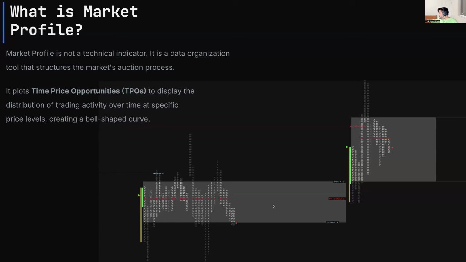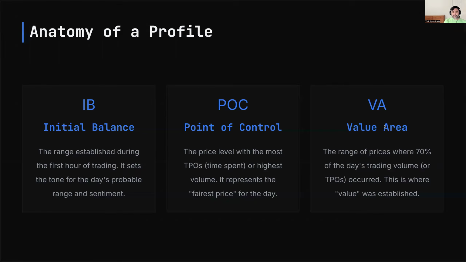And you could see the rotational behavior of this auction. But yeah, that's kind of a TPO.